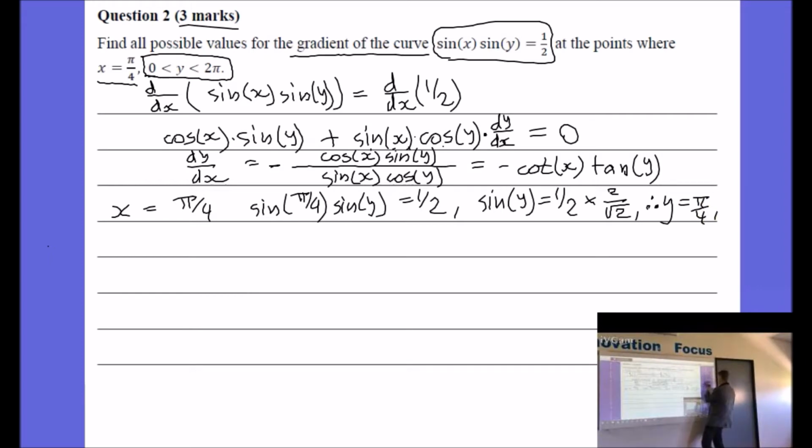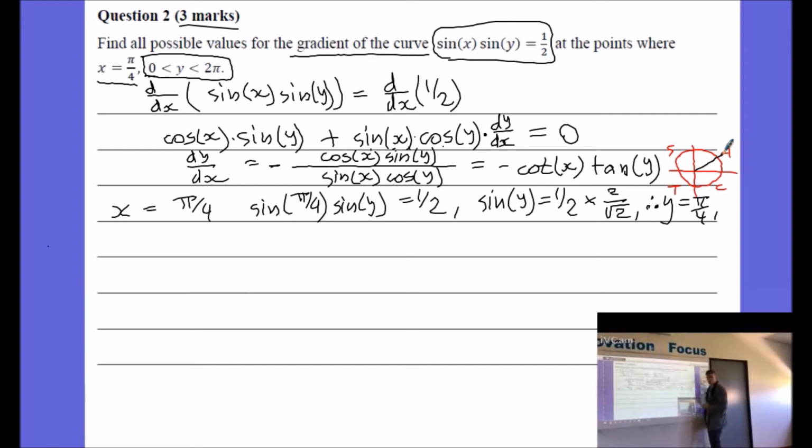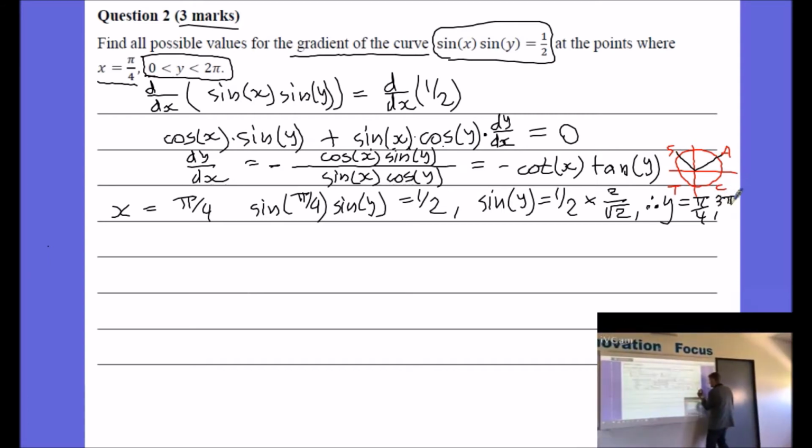But if we bring our thinking back to the unit circle, and you can always draw little unit circle diagrams to help you remember the different values of angle in different quadrants. Sine functions are positive in the first quadrant, the sine functions are positive in the second quadrant. So what's the pi on 4 angle in the second quadrant? That's 3 pi on 4. There's that second value of y, and we've got to use both.